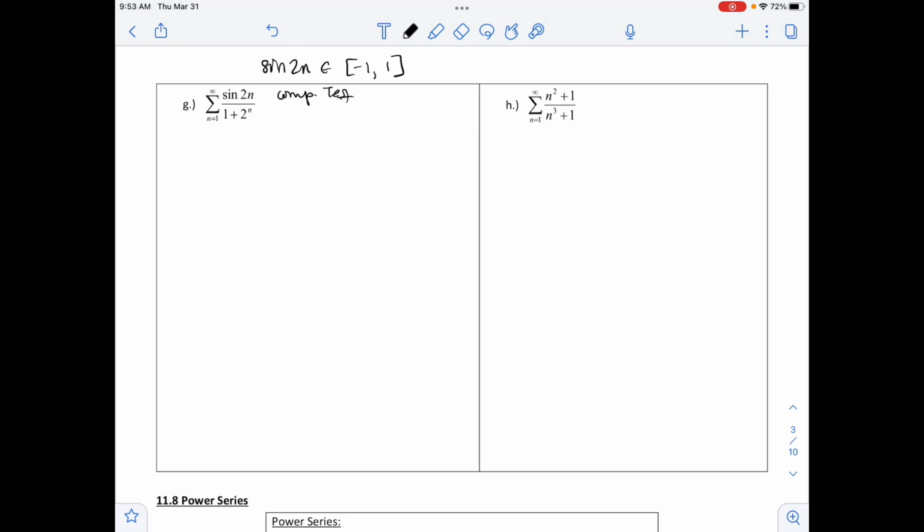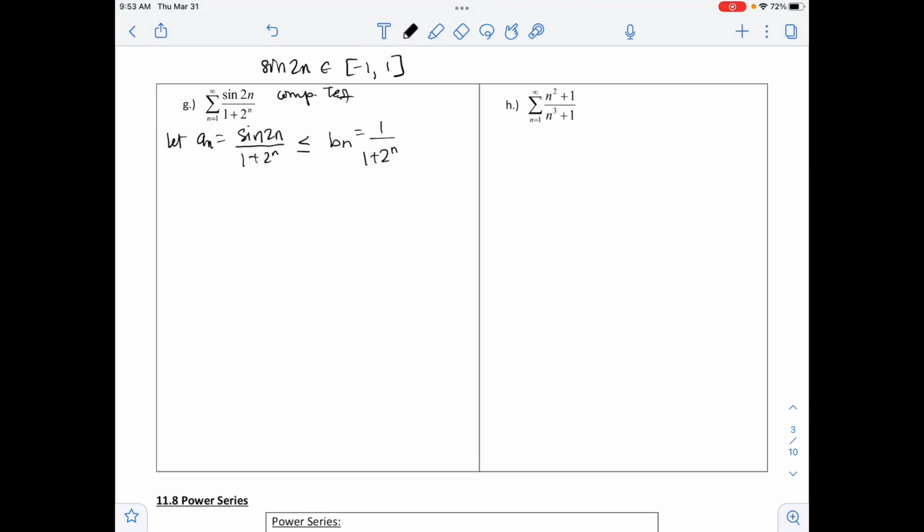And so if we let a sub n equal the original function, which is sine of 2n over 1 plus 2 to the nth, and compare this to b sub n, and I'm just going to say that b sub n is going to be equal to 1 over 1 plus 2 to the nth. We can say that this is going to be, since the max value that sine has is 1, less than or equal to b sub n.